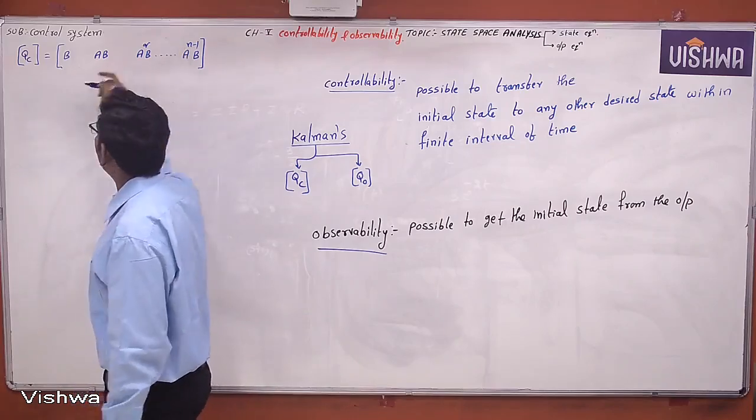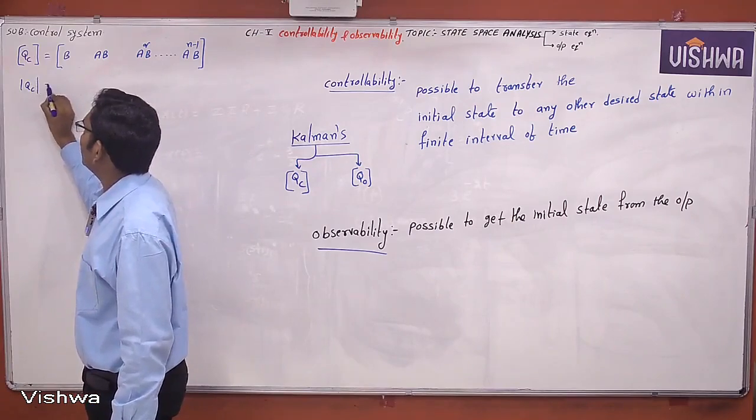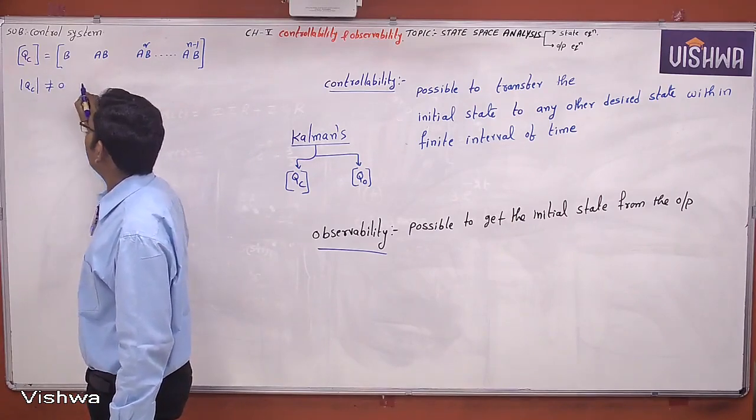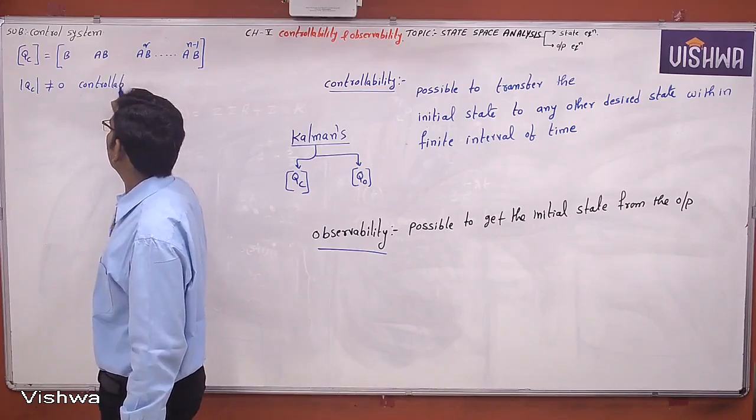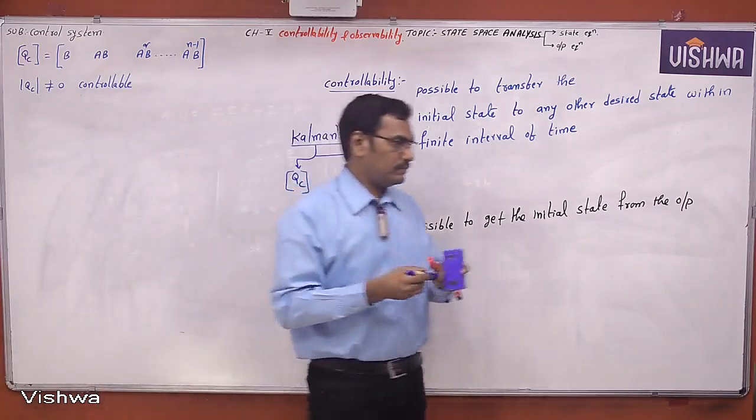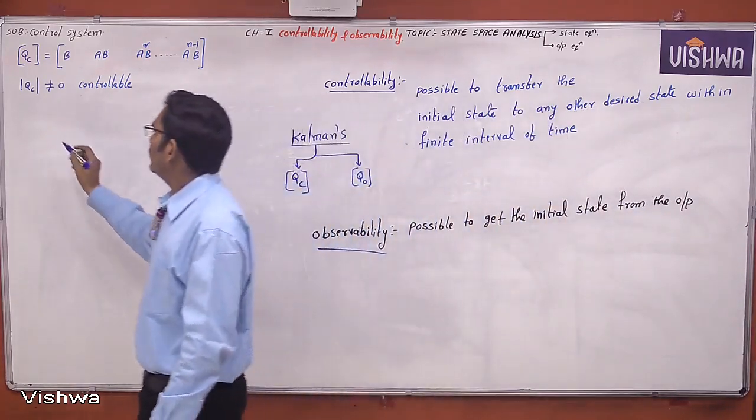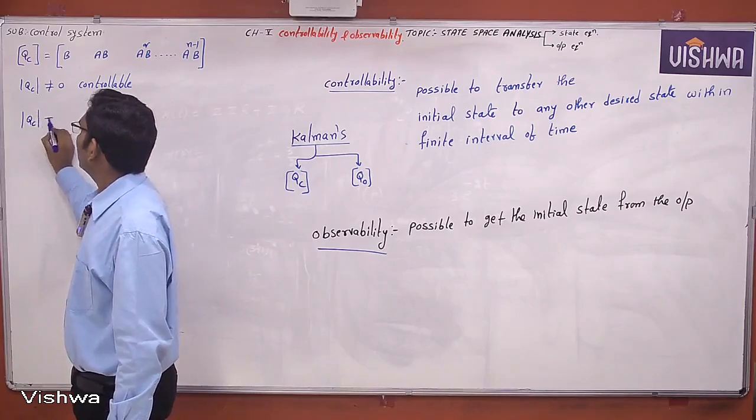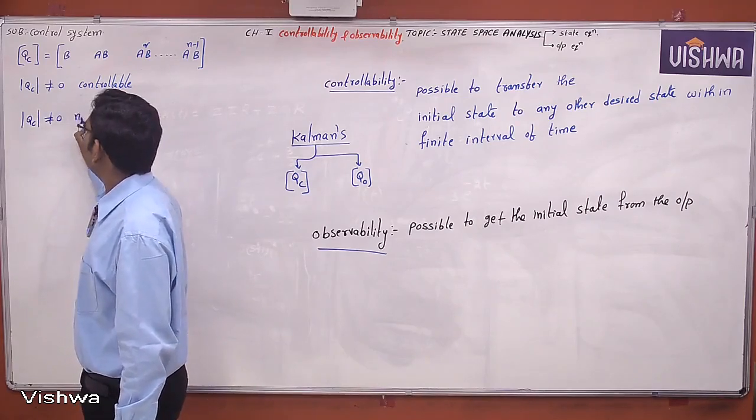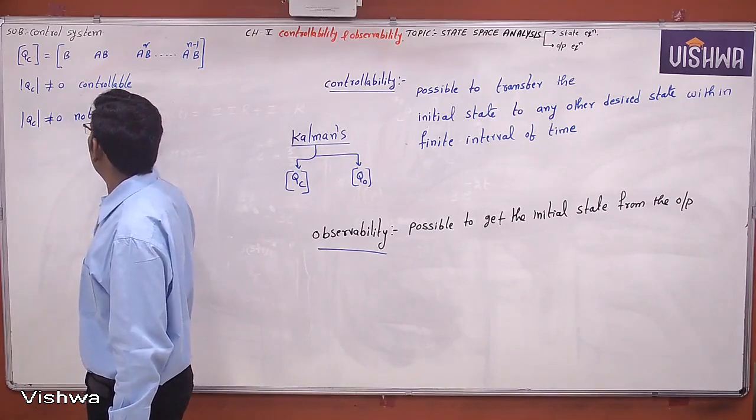Now, based on the n value, the controllability matrix is limited. So determine the determinant of the controllability matrix. If the determinant is not equal to 0, then it is controllable. If the determinant of the controllability matrix is equal to 0, then it is not controllable.